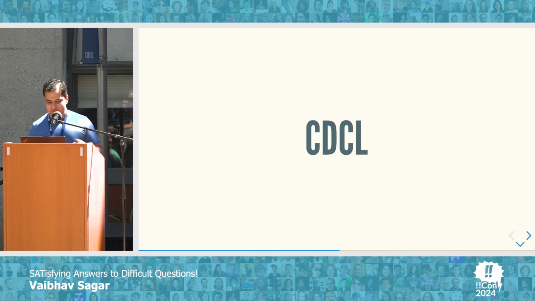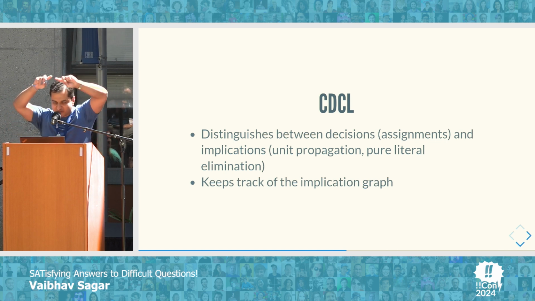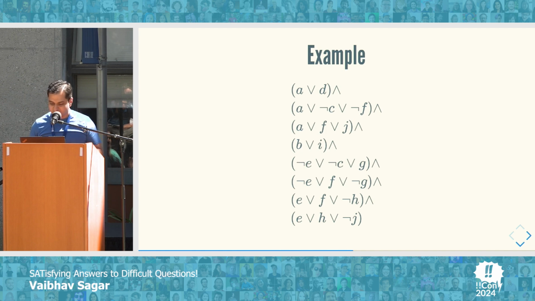We can with the method known as CDCL. So CDCL broadly, at least at the beginning, is very, very similar to DPLL. But we keep track of when we make a decision or when our decision implies something. Implies in the sense of unit propagation and pure literal elimination. And we keep track of the graph, the implication graph that's created by all of this. So here's a larger example.